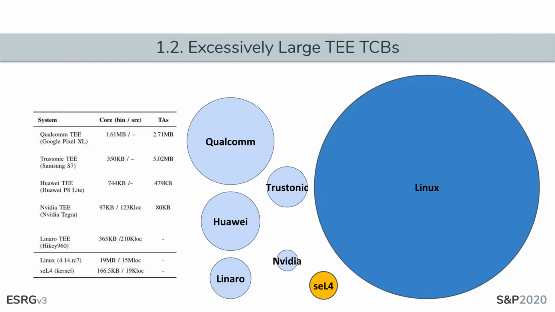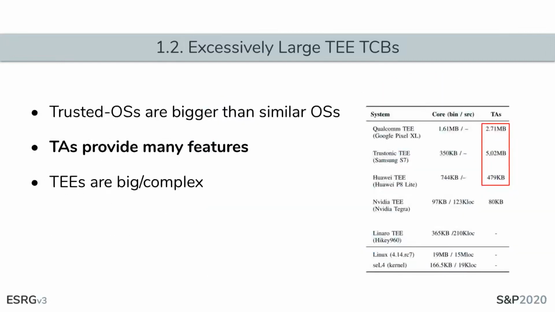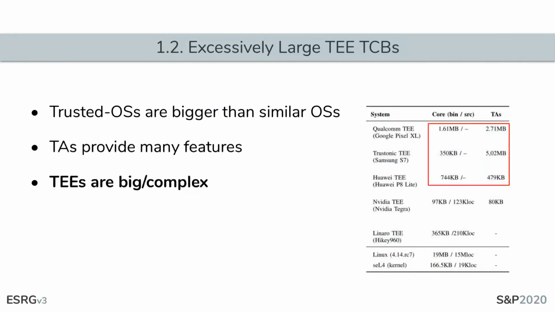We can see that the overall trusted kernels are fairly larger than seL4. Looking at the TCB for trusted applications, we can see that they present megabytes of code that needs to be trusted alongside the trusted OSs. Both these facts led us to conclude that TEs are big and complex.